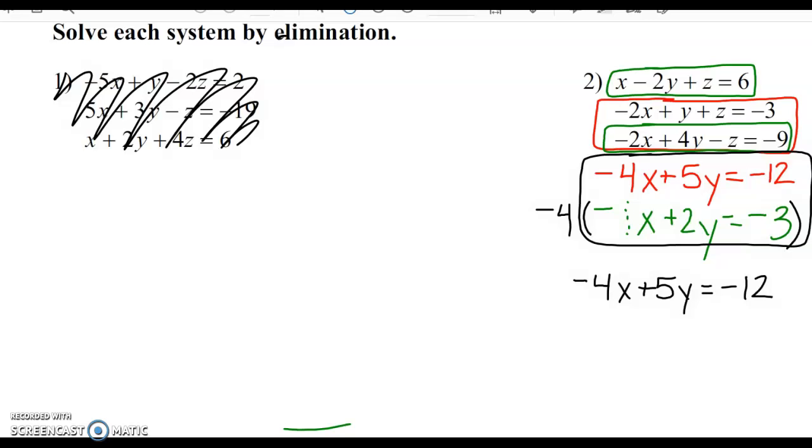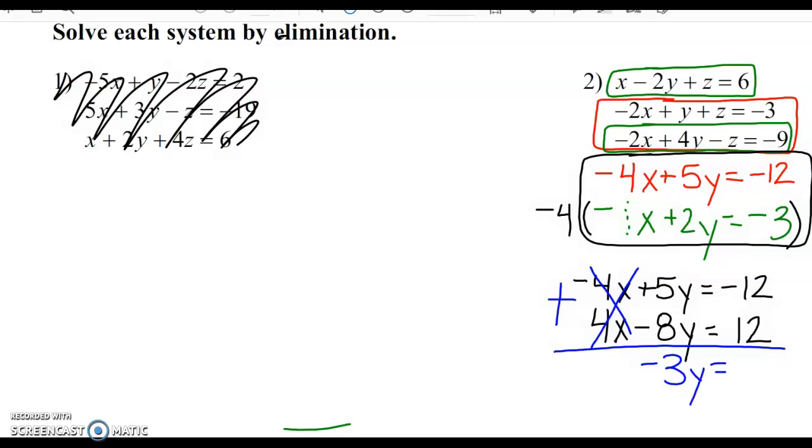Negative 4 times negative 1 is positive 4x. Negative 4 times 2y is negative 8y. And negative 4 times negative 3 is positive 12. So now I can add them up. My x's cancel. 5y and negative 8y is negative 3y. Negative 12 and 12 is 0. Nice. So y is going to be 0.